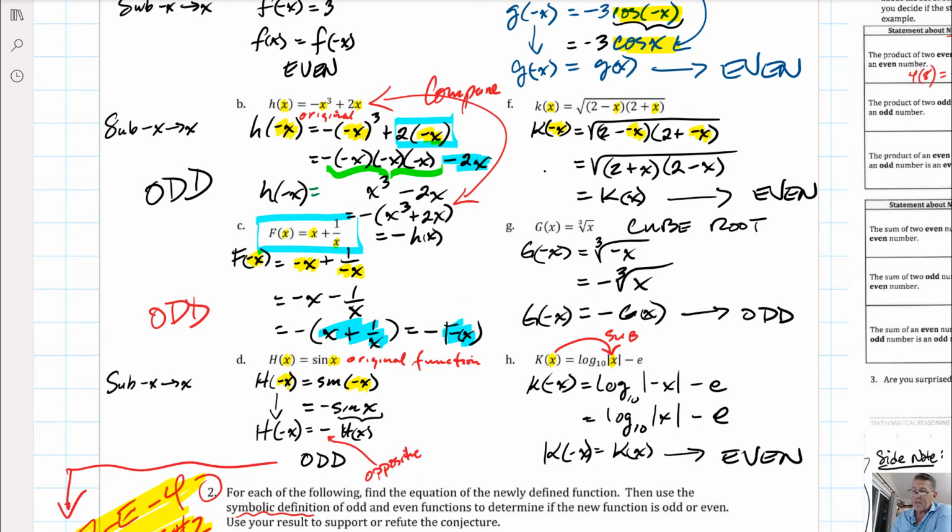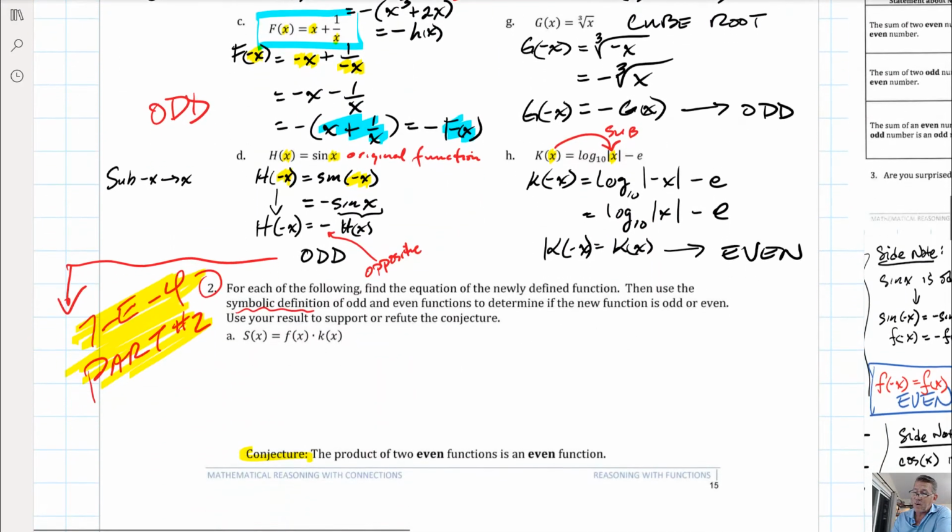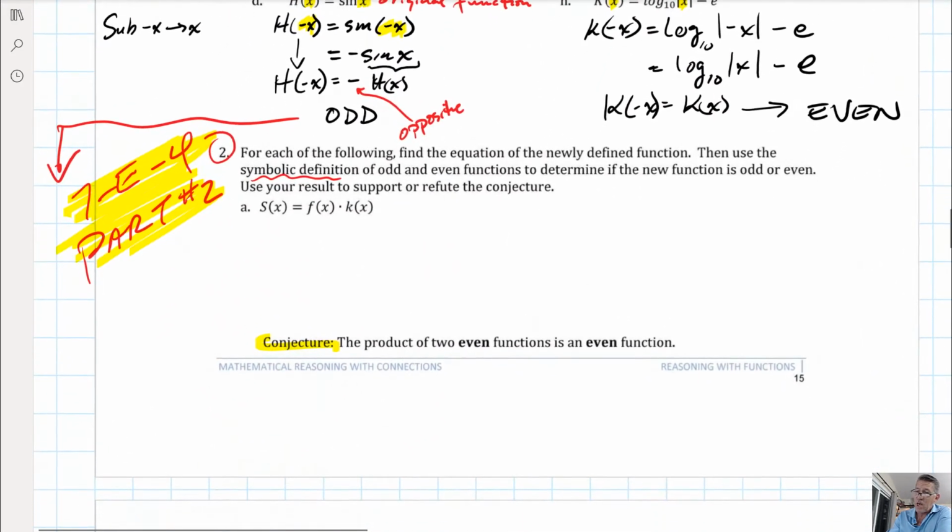So what we're going to do is take these 2 even functions. We know they're even because we already did it 2 different ways. And we're going to multiply them together and show that the product is also even. But we're not going to use Desmos, at least initially. We can verify afterwards, but not initially.